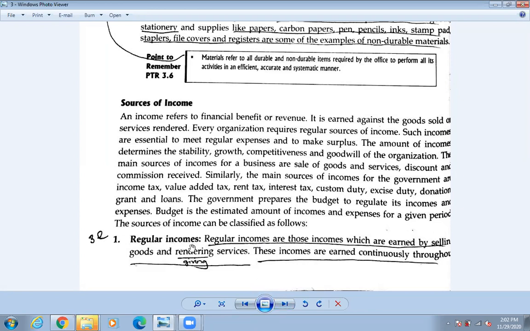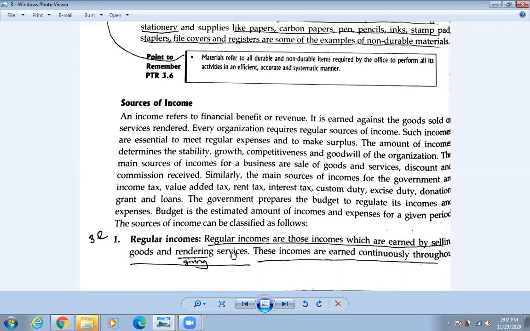Okay, so there are two types of income, the regular income and the irregular income. Regular income is income earned by selling goods and rendering services. Rendering means giving service. Suppose I have 500 people working for me, that is what I need to give them: the salary.